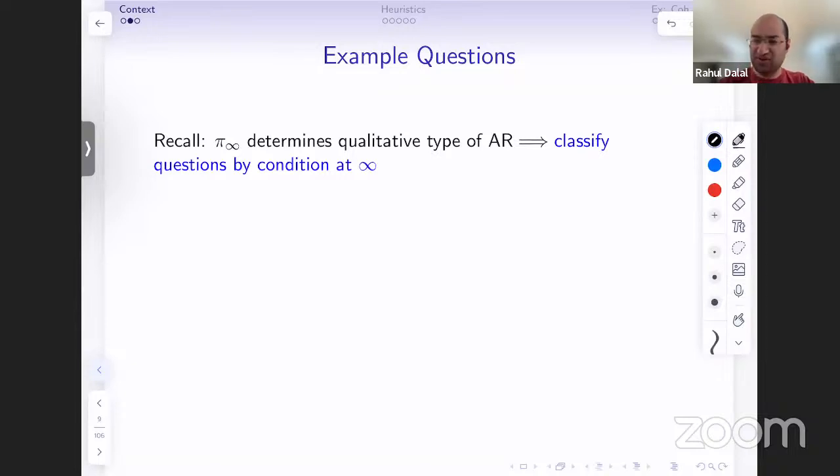So we're basically going to classify our questions and emphasize the condition at infinity as a particularly important condition, because that's going to tell us the qualitative type of automorphic representation we're looking at. And that's maybe going to give us a lot of intuition about how complicated the particular counting problem we're looking at is. So this is the framework we're going to use.